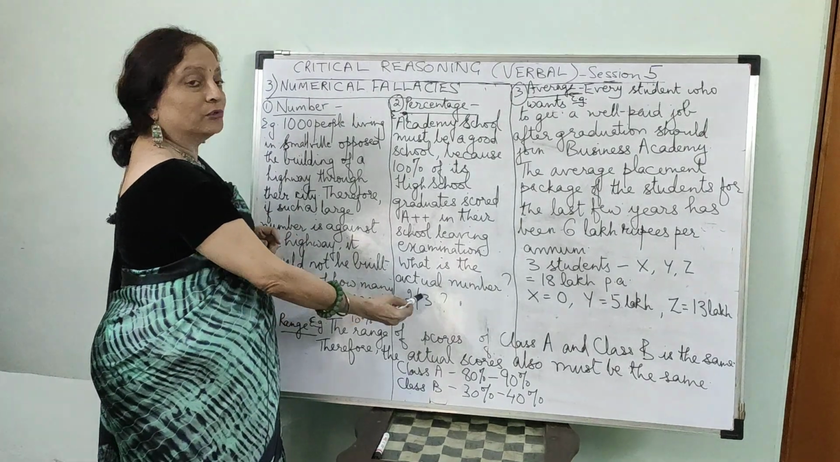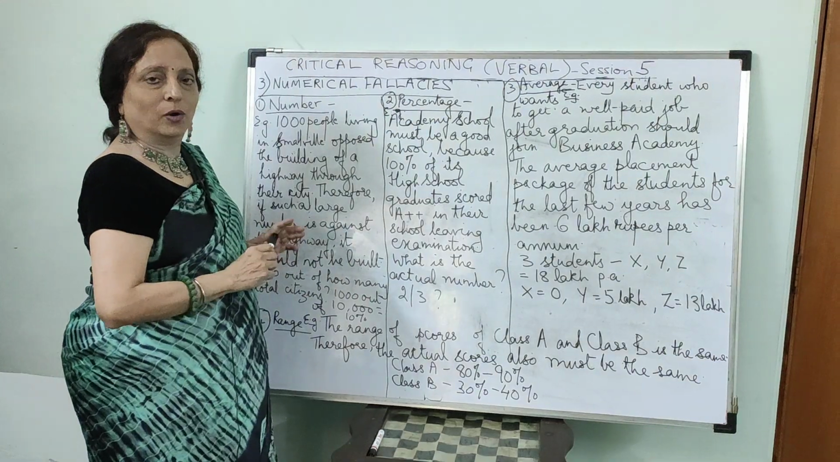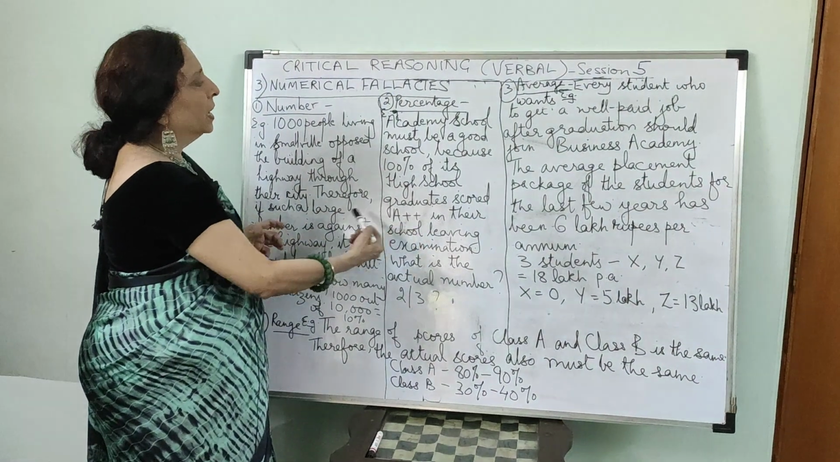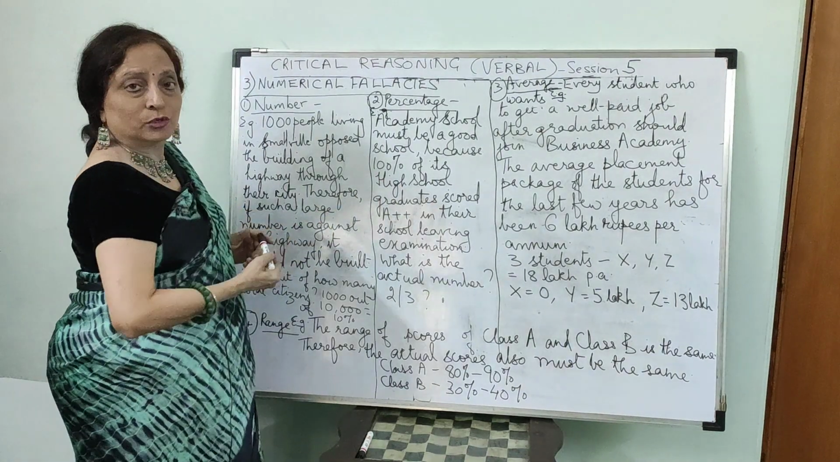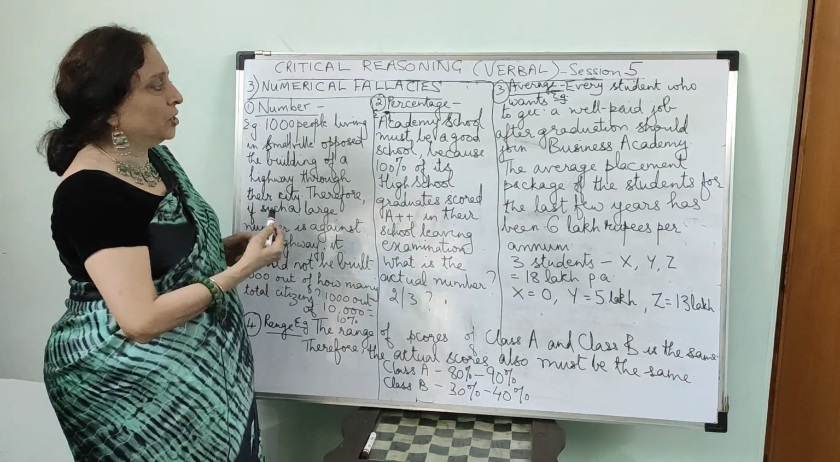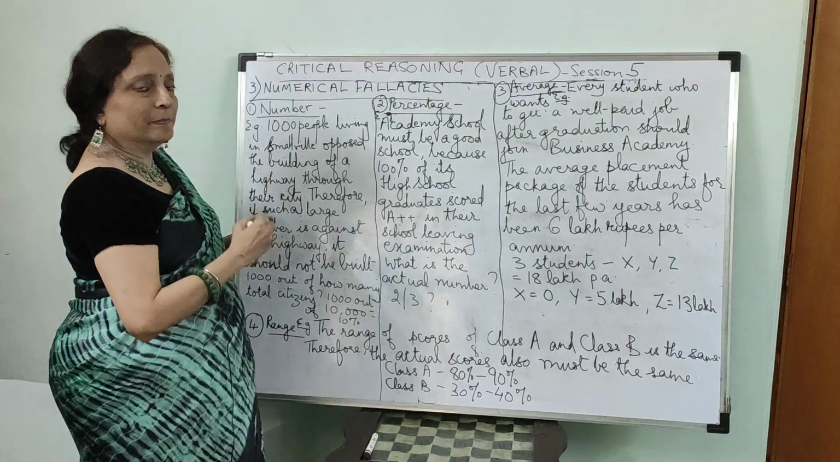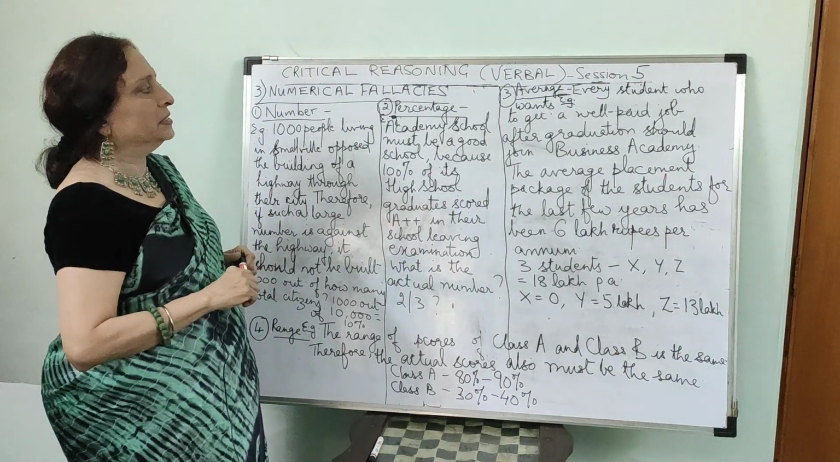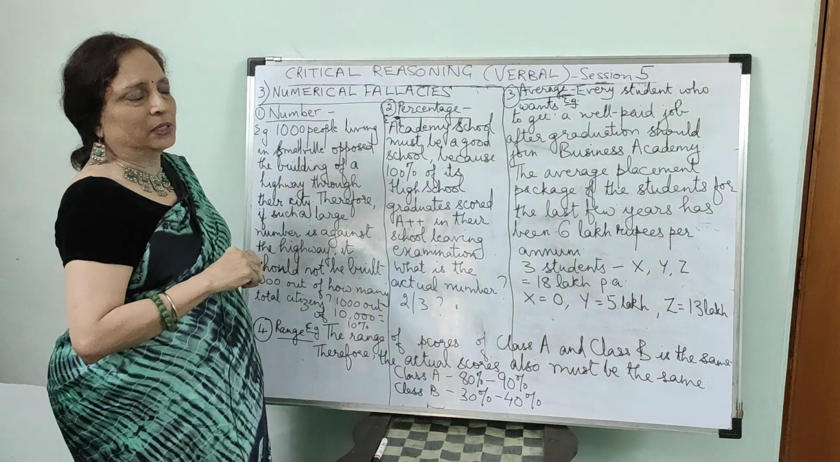Suppose there are just 2 or 3 students and all of them got above A++ grade, then 100% is true. He is not telling a lie. The principal is not telling a lie. But the number is not very high. Alright, so this has to be checked, percentage, to see what the actual number is.